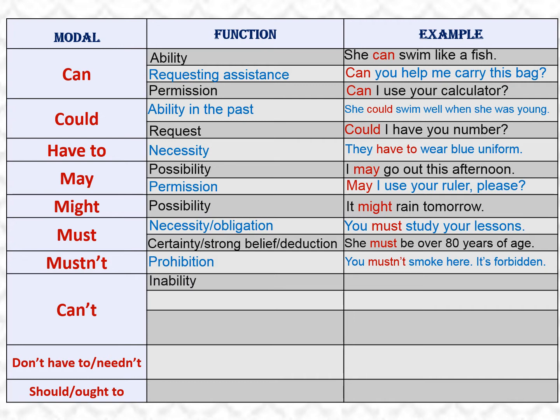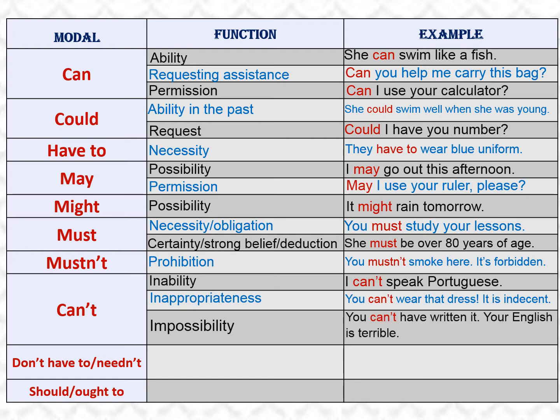Then can't expresses inability. For example, I can't speak Portuguese. Or for inappropriateness. For example, you can't wear that dress, it's indecent. Or for impossibility. For example, you can't have written this. Your English is terrible, so it's impossible for you to write this. This is not yours. Now, don't have to and needn't are used when there is a lack of obligation or necessity. For example, you needn't get up early tomorrow.